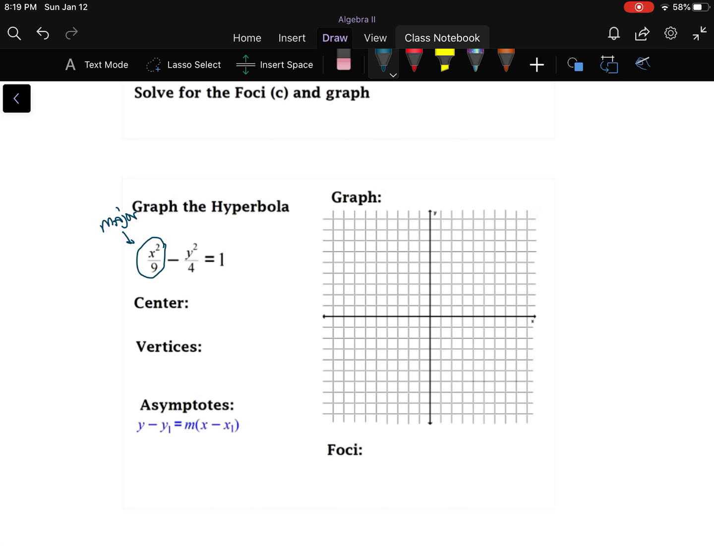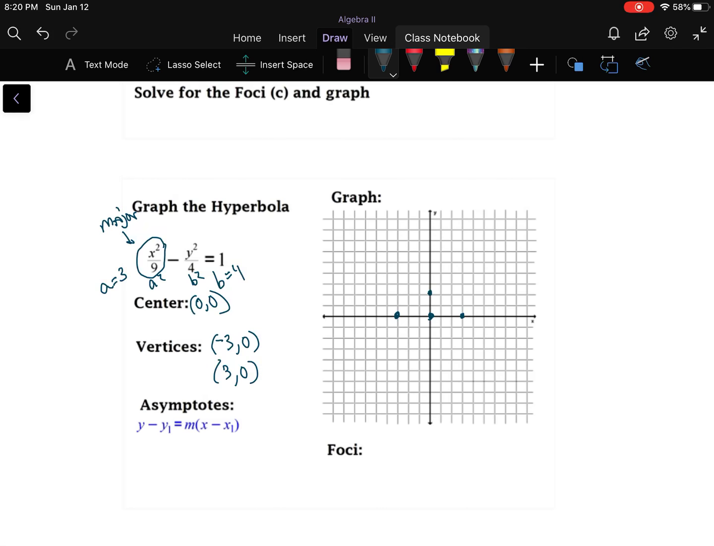So here, a squared goes below 9. So that means my vertices are going to be counted off by a unit of 3 because it's the square root of 9. Like I said, the center is going to be 0, 0 for a while now. And since x is positive, I'm going to go over 1, 2, 3 to the right, 1, 2, 3 to the left, and there's my vertices. So at negative 3, 0, and 3, 0. There's my b squared, so b is going to be 4.